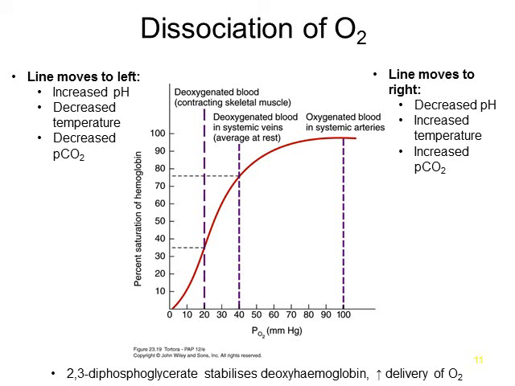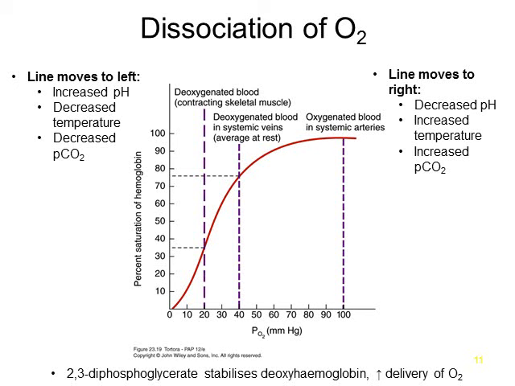Oxygen can reassociate with haemoglobin once it has dissociated from it. There's also a particular substance called 2,3-diphosphoglycerate which stabilises deoxyhemoglobin, increasing the amount of oxygen that is actually delivered to the tissues. The oxygen dissociation curve can shift depending on physiological parameters.